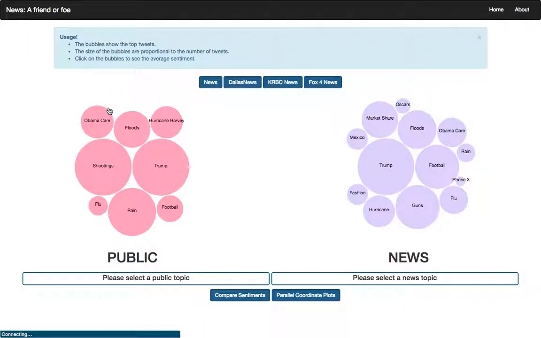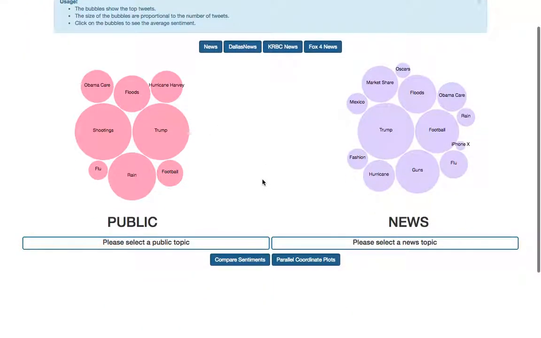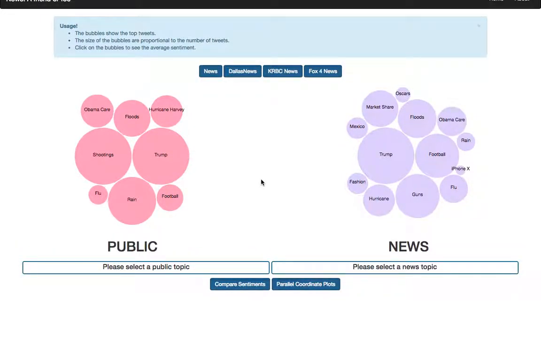The visualization system has two stages of visualization. In the first stage, we are showing topic models using circle packing. Each circle represents one of the popular topics, and the diameter of the circle is proportional to the popularity of the topic in that class. Thus, it can be observed whether the news and the public are tweeting about similar topics or not.